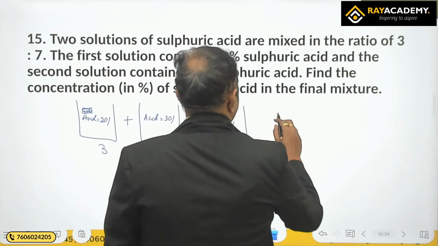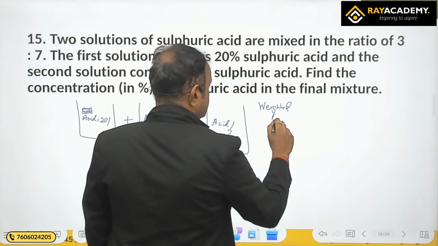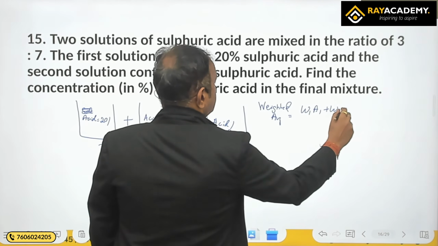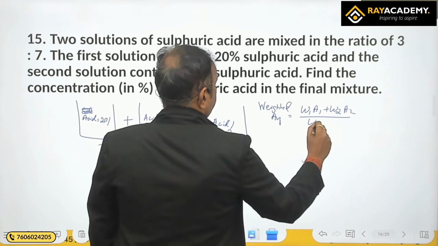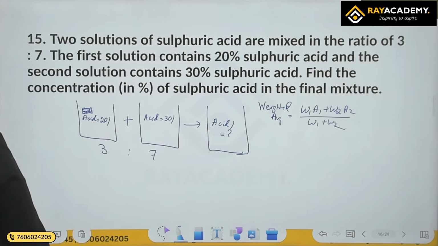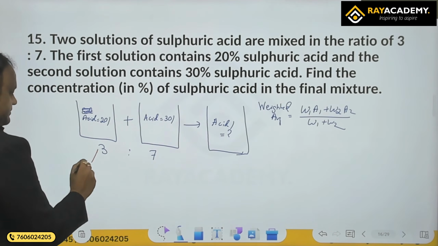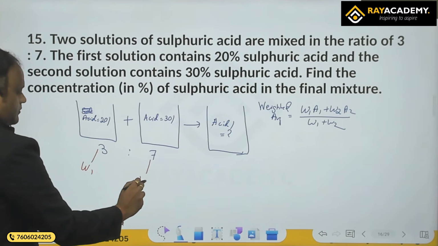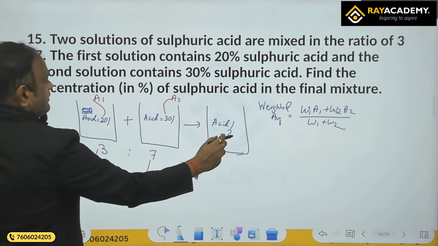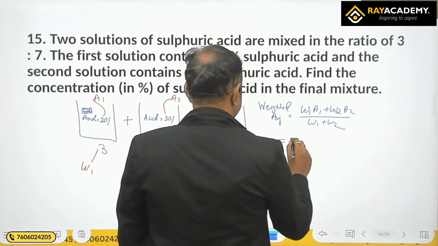OK, what is weighted average? The formula for weighted average is W1 A1 plus W2 A2 divided by W1 plus W2. W1 and W2 are the weights and A1 and A2 are the averages. So this is W1, this is W2, this is A1, this is A2, and we have to find A. The same simple calculation you can do.